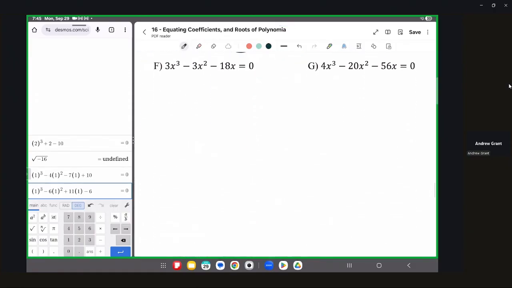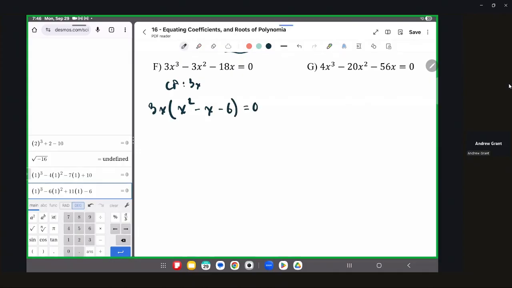For f, we have 3x cubed minus 3x squared minus 18x. So right off the bat, I noticed that we can common factor by a factor of 3x. And so if we do that, 3x cubed divided by 3x gives x squared. Negative 3x squared divided by 3x is negative x. And negative 18x divided by 3x will be negative 6. Has to be equal to 0.